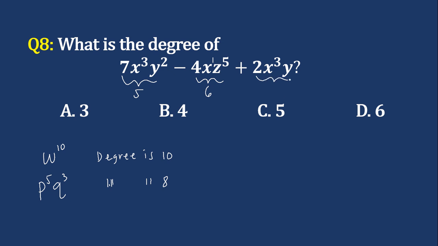And lastly, this one, take note the exponent here is 1. So the degree of this term is 3 plus 1, that's 4. Now what's the highest among the three numbers? The highest is 6. So the degree of the entire polynomial expression is 6. So the answer is letter D.